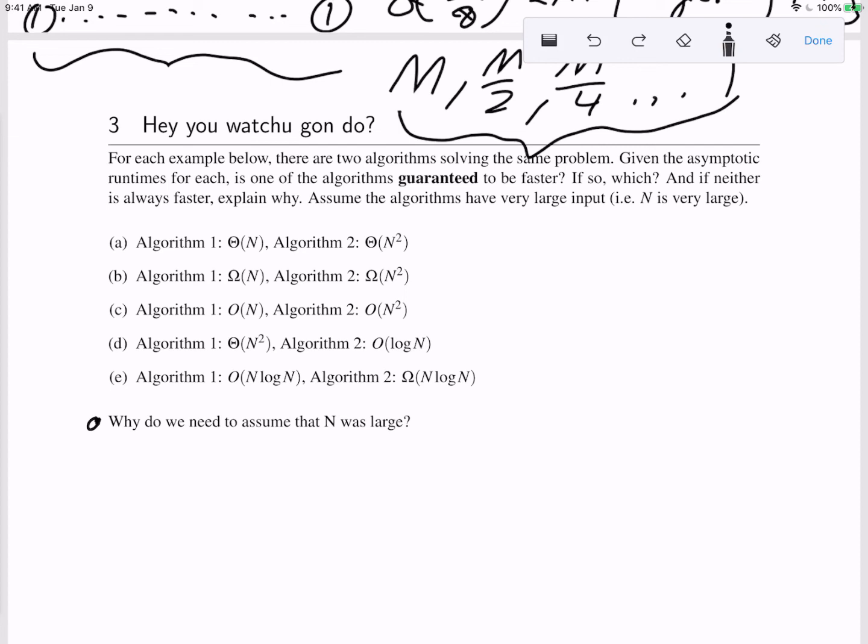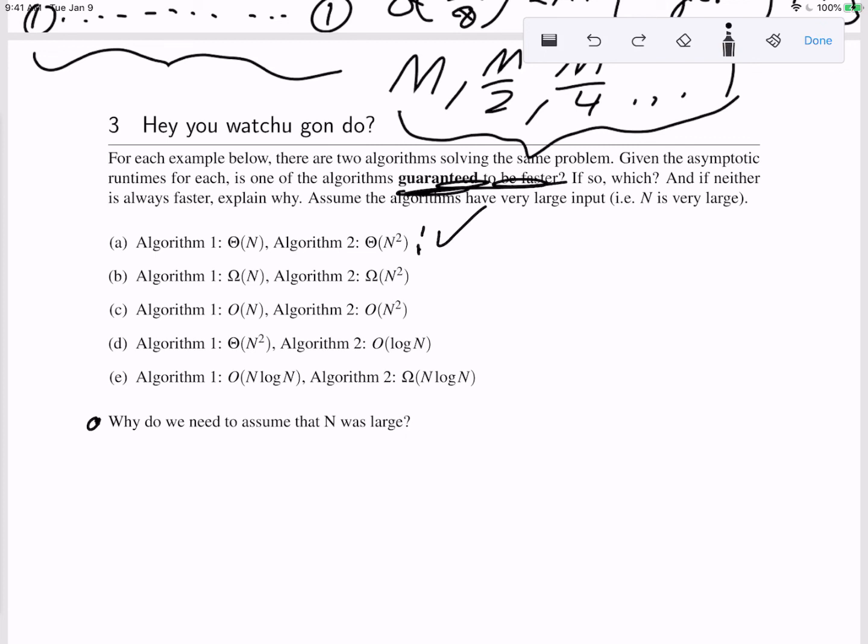So someone says that algorithm 1 is theta of n, and algorithm 2 is theta of n squared. You should translate that to English, saying that algorithm 1 in all cases runs in linear time, and algorithm 2 in all cases runs in quadratic time. Well, because that's in all cases, there's no possible way that algorithm 2, which is quadratic, can be better than algorithm 1. So here we're going to say, yep, that's true. It's guaranteed to be faster. And that's because it's tight bounds, right? Theta and theta.